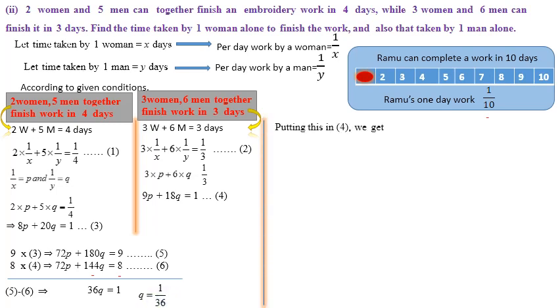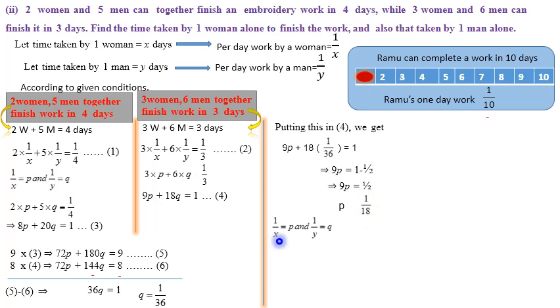We have to substitute this value of q in equation number 4. After substituting, 9p plus 18 into 1 by 36 is equal to 1. Then 18 and 36 will be cancelled and will come as 1 by 2. So 9p is equal to 1 minus 1 by 2, which is 1 by 2. So p is equal to, this 9 will come in the denominator, 9 into 2 is 18, that is p is 1 by 18.